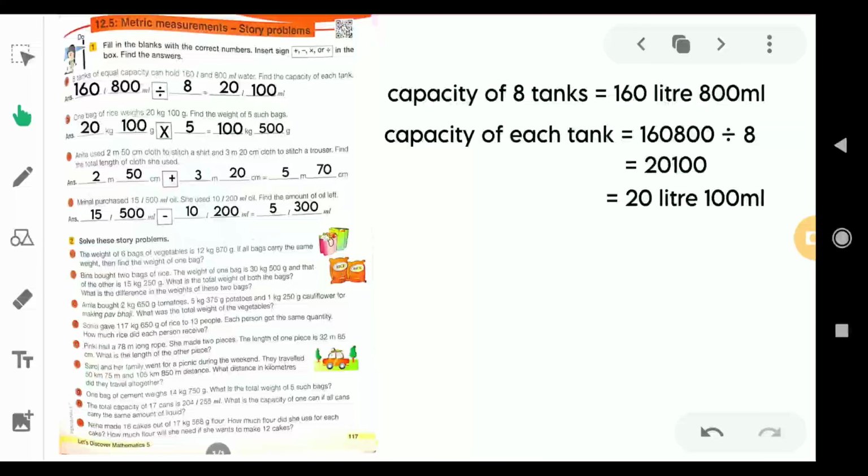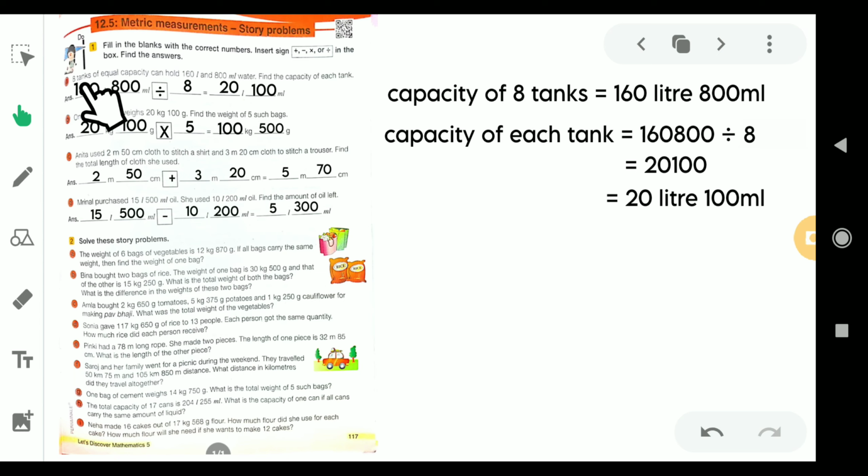Dear children, today let us solve some story problems which are based on metric measurements. Your first main is to fill in the blanks with the correct numbers and insert the sign plus, minus, multiplication or division in the box and find the answers.